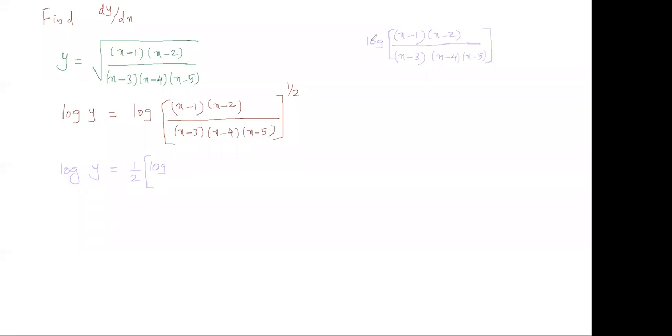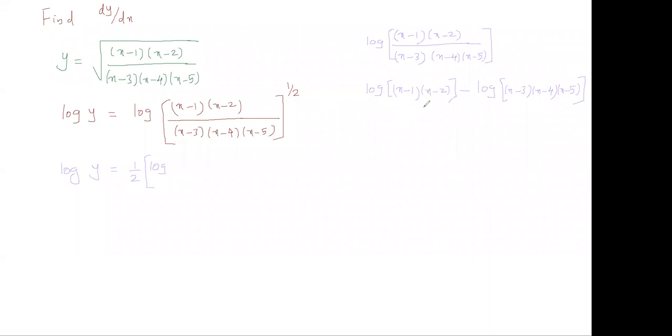First of all, it is logarithm of a quotient. Logarithm of a quotient is the difference of their logarithms. So it is like this: logarithm of the numerator, that is logarithm of x minus 1 into x minus 2, minus logarithm of the denominator, x minus 3 into x minus 4 into x minus 5. So first we applied the property that logarithm of a quotient is the difference of their logarithms.